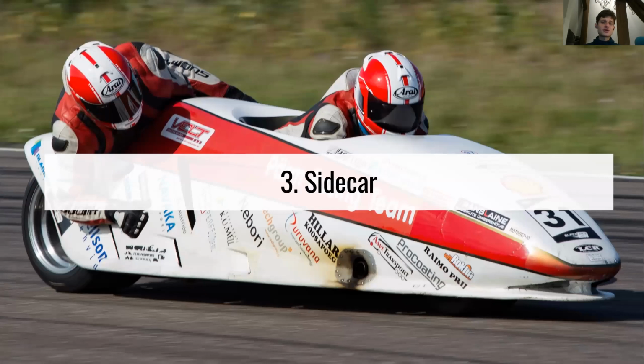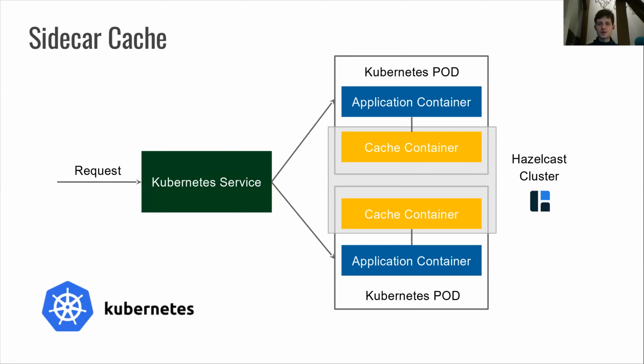The next pattern is sidecar. Sidecar is interesting because so far, embedded and client-server are not really only for Kubernetes. Sidecar is also not only for Kubernetes, but it's basically only for containerized environments. But it's very, very widely used in Kubernetes.